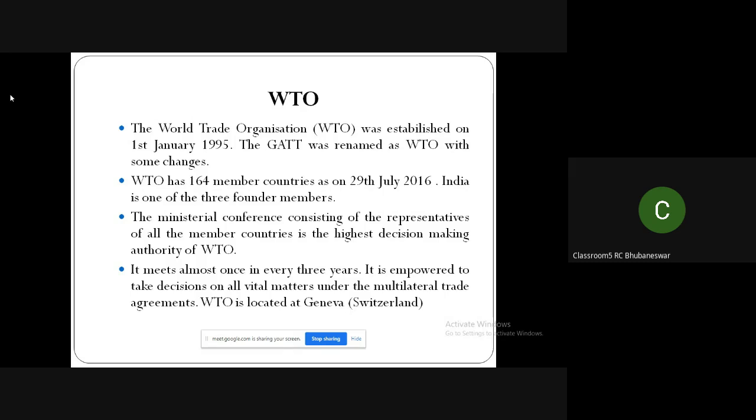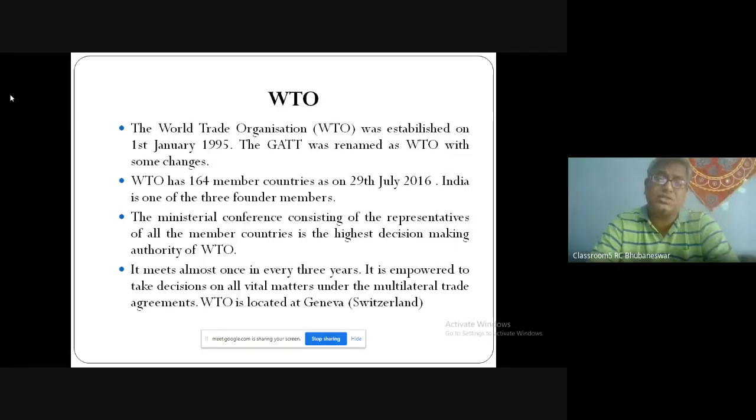My dear students, listen carefully. First, GATT was there to promote international trade and commerce. Then it was renamed and the WTO was formulated. The WTO was established in the year 1995, and at present 164 member countries are there. In India, if you are talking about how many countries were affected in the pandemic situation, only 202 or 203 countries are there. Some countries are not members of the WTO.